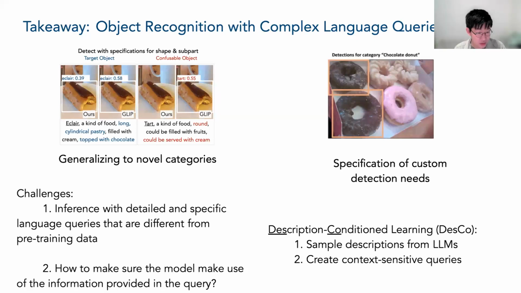Then you have two challenges. First, you don't have enough pre-training data in a similar format. Also, which is a very novel finding here, the model doesn't always use the information, even if you provide the description at both training and inference time. So we propose DesCo, description-conditioned learning, to enable the model to do that.